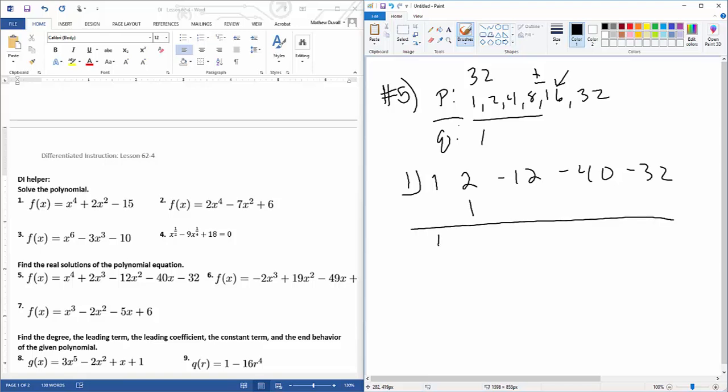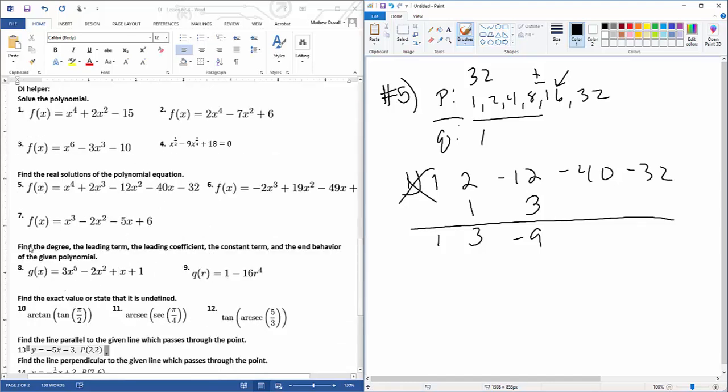Bring it down, multiply, add, multiply, add. So that doesn't work. You're not going to get a 0 at the very end. And so you're going to have to go through and keep testing until you find something that does work.